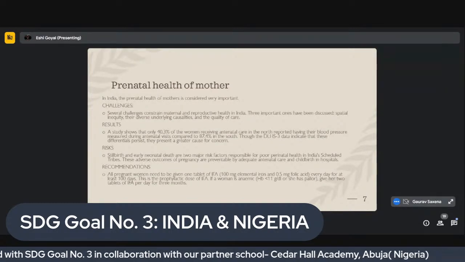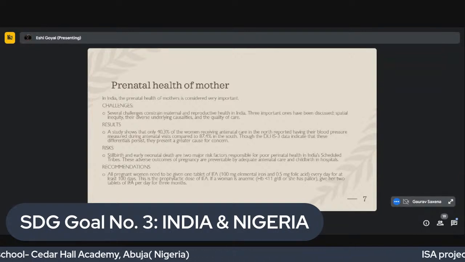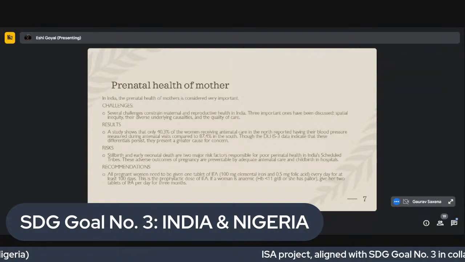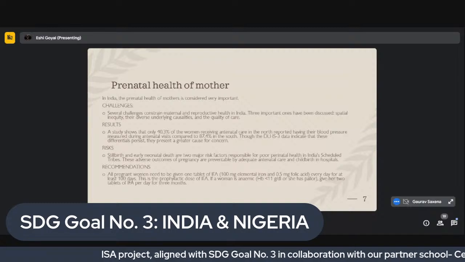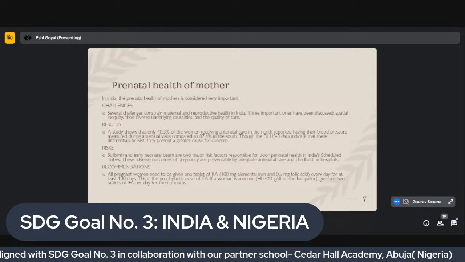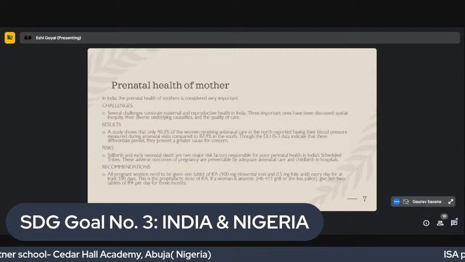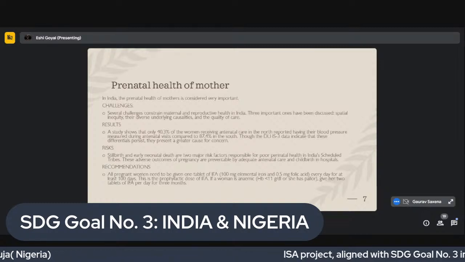Risks. Stillbirth and early neonatal death are two major risk factors responsible for poor perinatal health in India's scheduled tribes. These adverse outcomes of pregnancy are preventable by adequate antenatal care and childbirth in hospitals. Recommendations. All pregnant women need to be given one tablet of IFA, 100 milligrams elemental iron, and 0.5 milligram folic acid every day for at least 100 days.